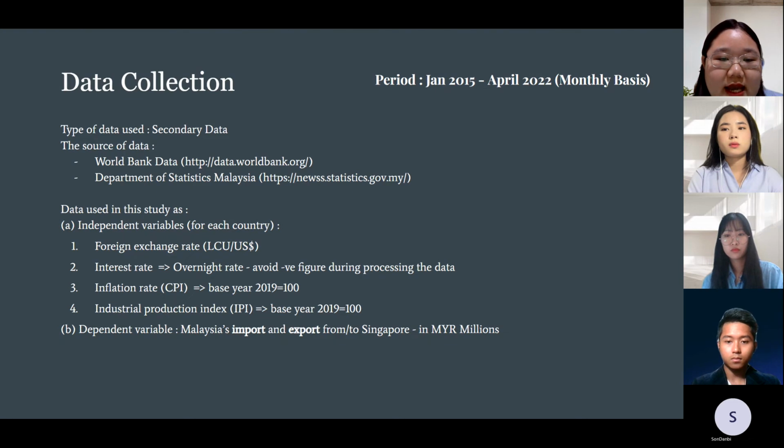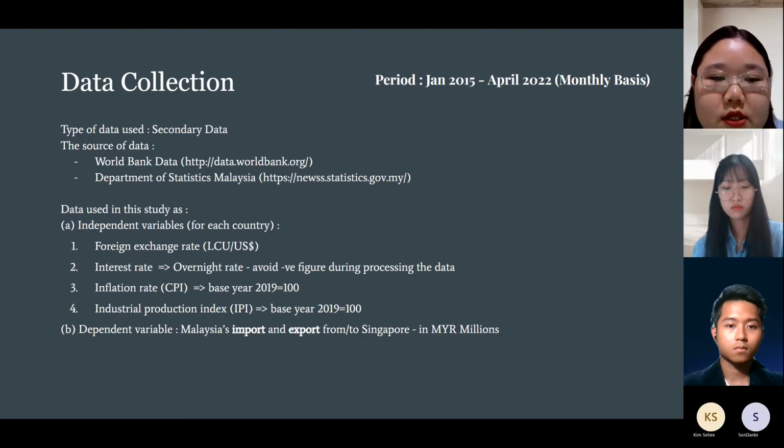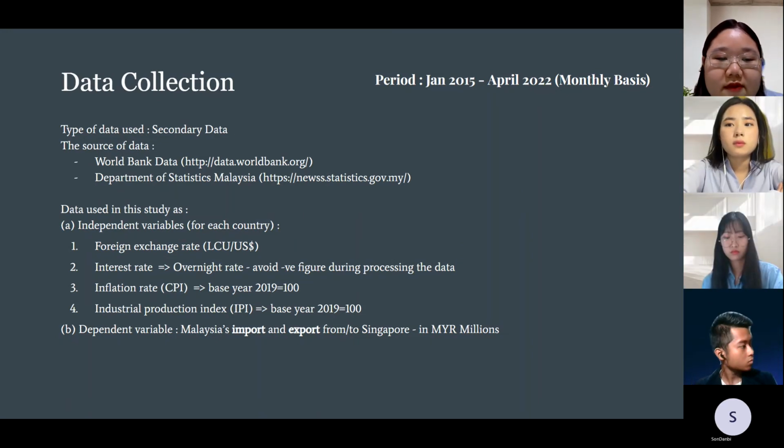The data used in this study have been divided into two types of variables, which are independent variables and the dependent variable. The independent variables are the foreign exchange rate, inflation rate, interest rate, and industrial production index for each country. For foreign exchange rate, we use local currency units per US dollar as the measuring unit. We use the overnight rate as a measure of interest rate to avoid negative figures when processing the data through statistics. The data of inflation rate is measured by the change in the consumer price index, CPI, which reflects the average rate of increase in the price of a basket of goods and services.